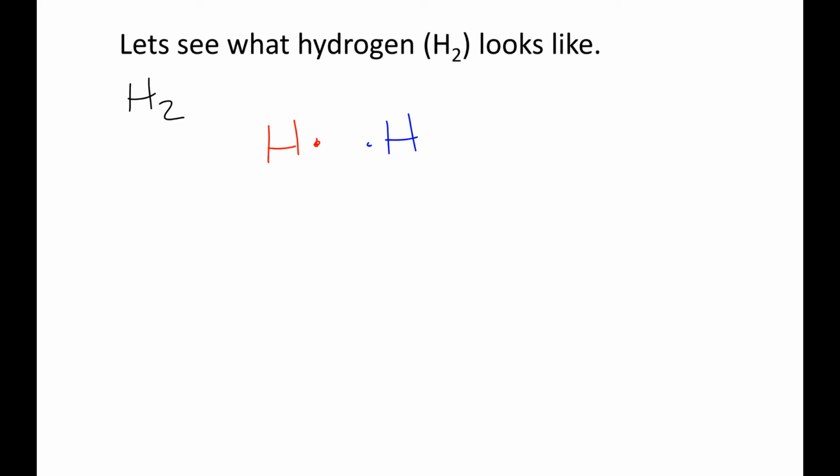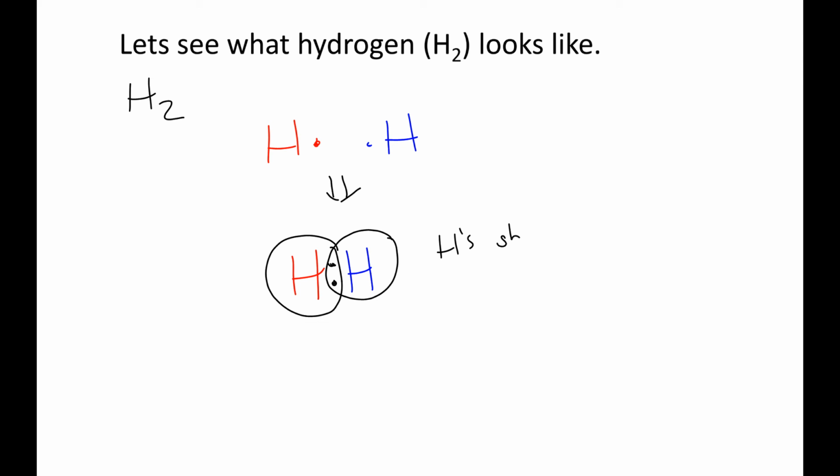Now, in order for them to be full, each hydrogen needs to have 2 electrons. So what they do, instead of trading electrons, they get together and they share the electrons. So 2 of them are for the first H and 2 of them are for the second H. Now, so the H's share 1 pair of electrons. Now this is a single covalent bond.